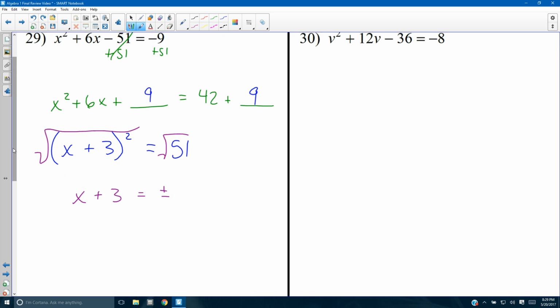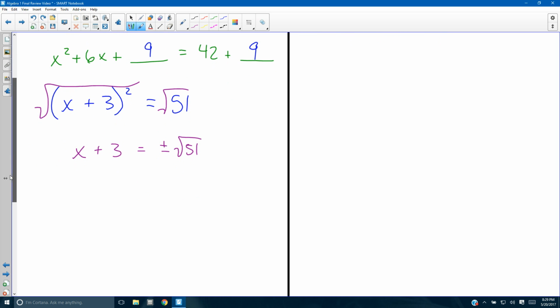Now, 51 is not a perfect square. So you have the ability to possibly simplify this radical, but you can't. This is an unsimplifiable radical. So we're just going to leave it like square root of 51. I'm not going to round the value. It's about 7 point something, but I'm going to leave it like that.